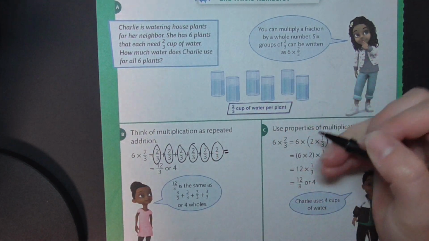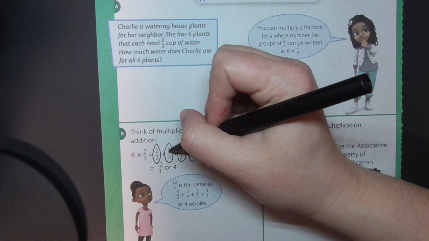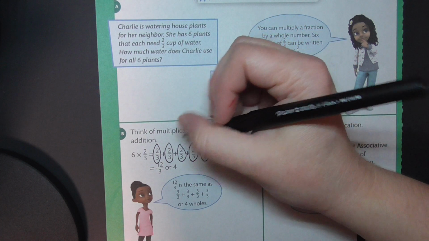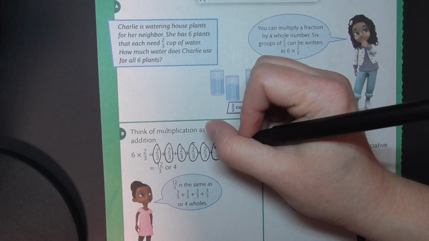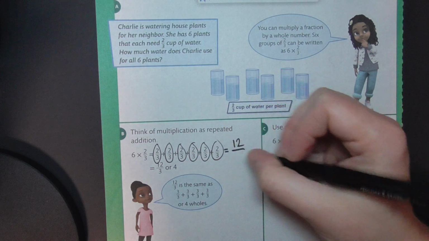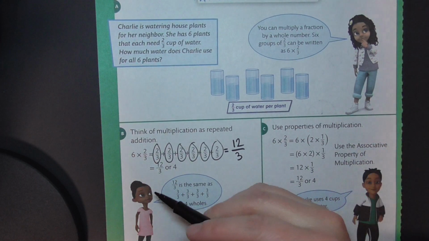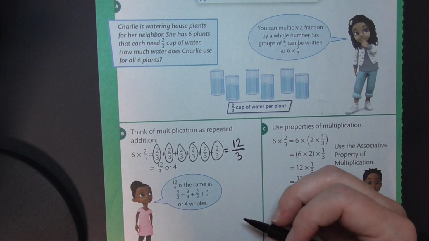If we were to add all of these together, you would get 2 plus 2 is 4, plus another 2 is 6, plus 2 is 8, plus another 2 is 10, plus another 2 is 12, and your denominator, or number on the bottom, stays the same, which is what they have over here, 12 over 3, or 4.